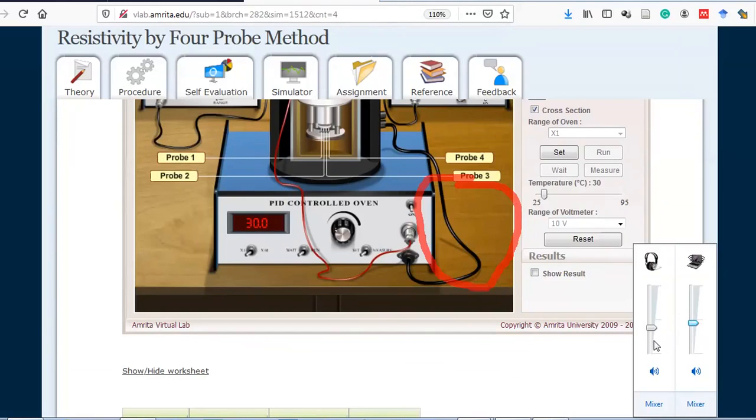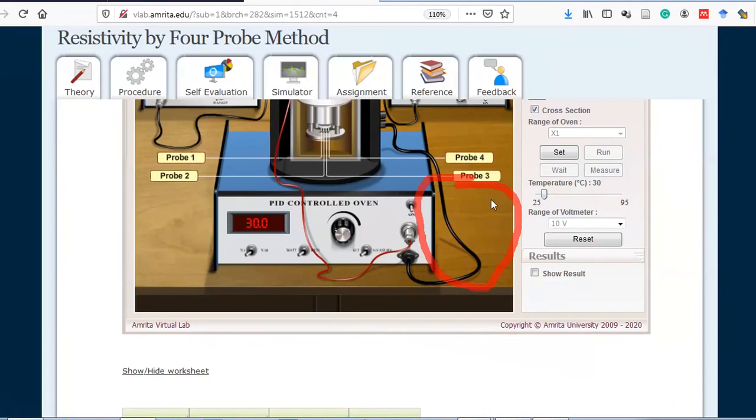Okay, so after doing that, again you have to repeat the same thing, like let's make it 30°. Again click on the set button, make it 30°, 35, 40, 45, like that you go on. And then you have to note down the corresponding voltage value. So I suggest you can go up to 95 if you are interested, but otherwise at least 8 to 10 readings you can take, and note down the corresponding values.